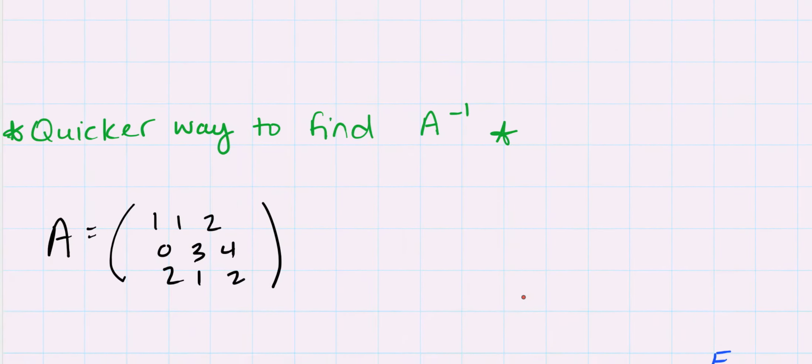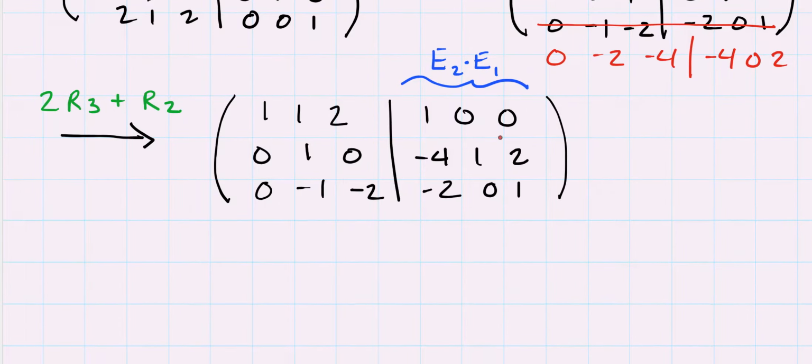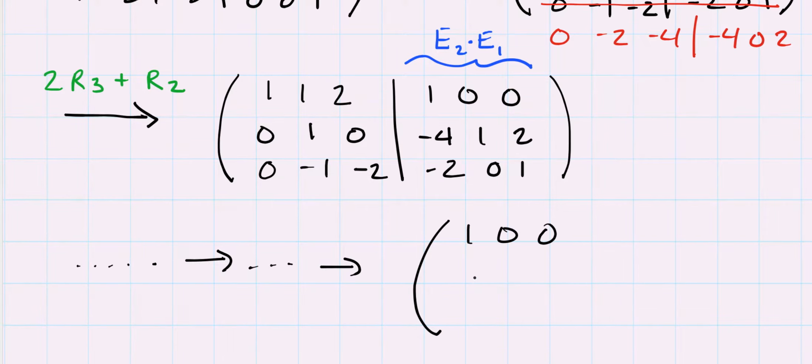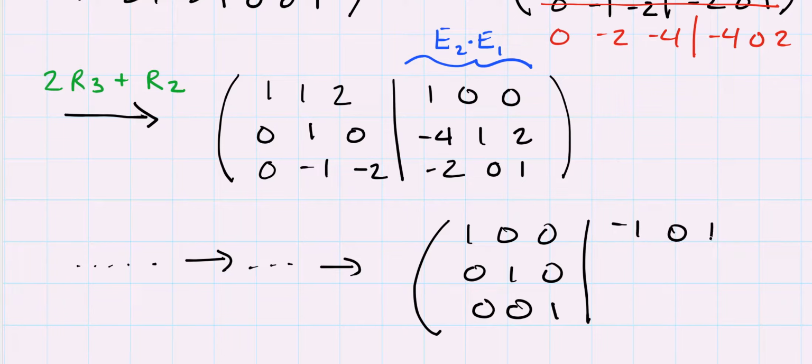So if you continue this process, I'm not going to do all of this again, but continuing in the same way, what you're going to get is 1, 0, 0, 0, 1, 0, 0, 0, 1, and then -1, 0, 1, -4, 1, 2, 3, -1 half, -3 halves. The inverse.